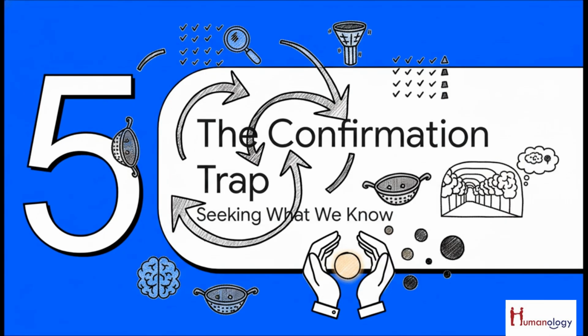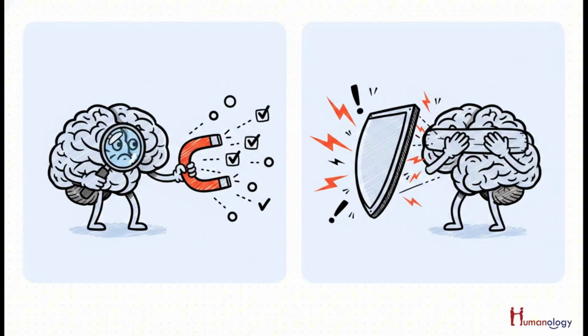Moving on to Section 5, the confirmation trap, seeking what we know. And this brilliantly illustrates a massive divide happening inside your mind right now. On one side, we have confirming evidence. When assessing a risk, our brains actively, almost aggressively, seek out information that supports the risk attitude we've already quietly decided on. On the flip side is contradicting evidence. These are the vital facts, the warning signs, the alternate perspectives, which the trap completely ignores.